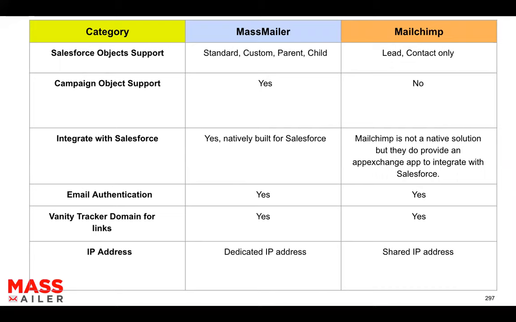Versus Mailchimp, they have a shared IP. I think it's a highly controlled shared IP address is what you get from Mailchimp. And obviously, it all depends on how the reputation is for that IP. I don't think that they have any dedicated IP concept, or even an option to purchase one.